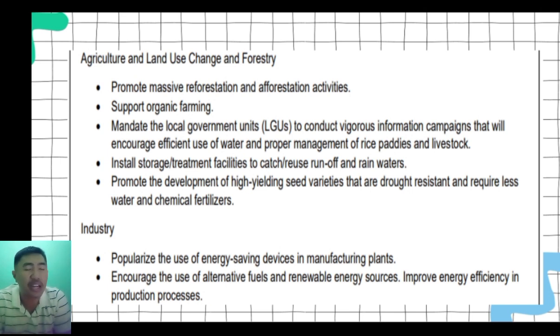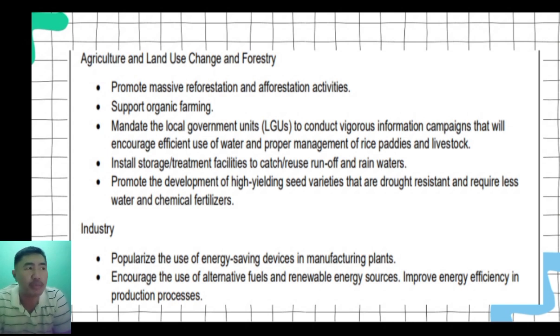And support organic farming. So it's very nice to have organic farming because organic farming is so safe. Like there's no chemicals in the food, like the plants and animals. And some chemicals have an effect on our environment. So it's very important that organic farming is promoted for better safety for our health and for our environment.